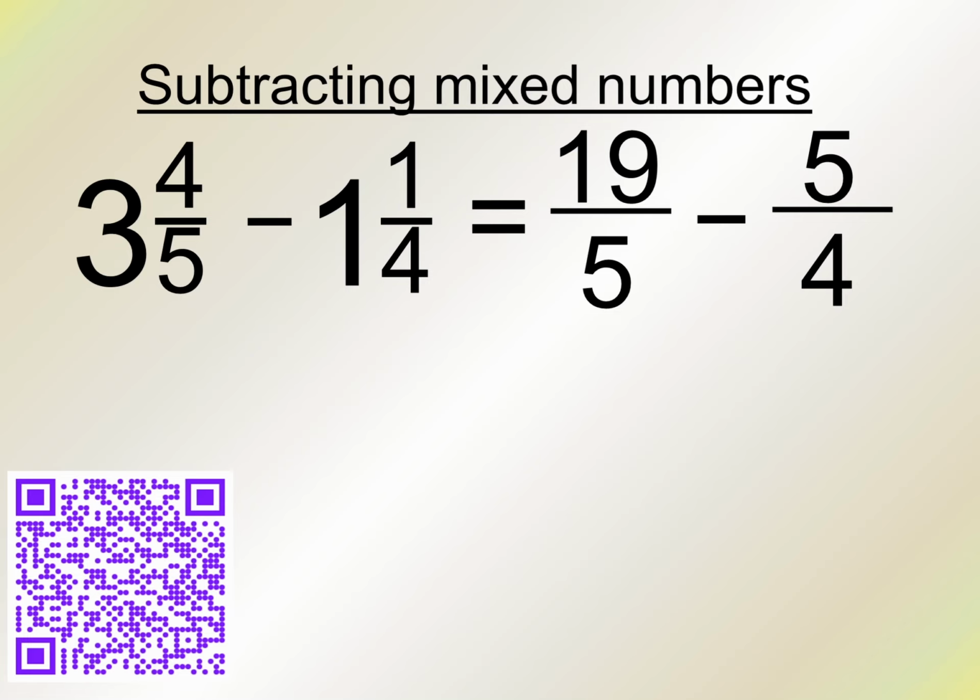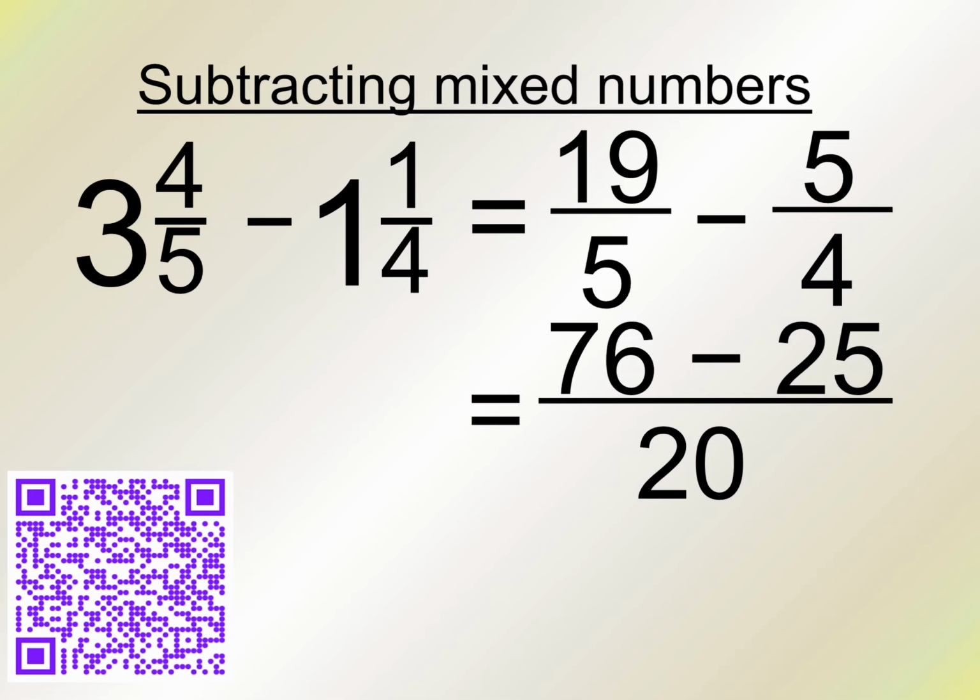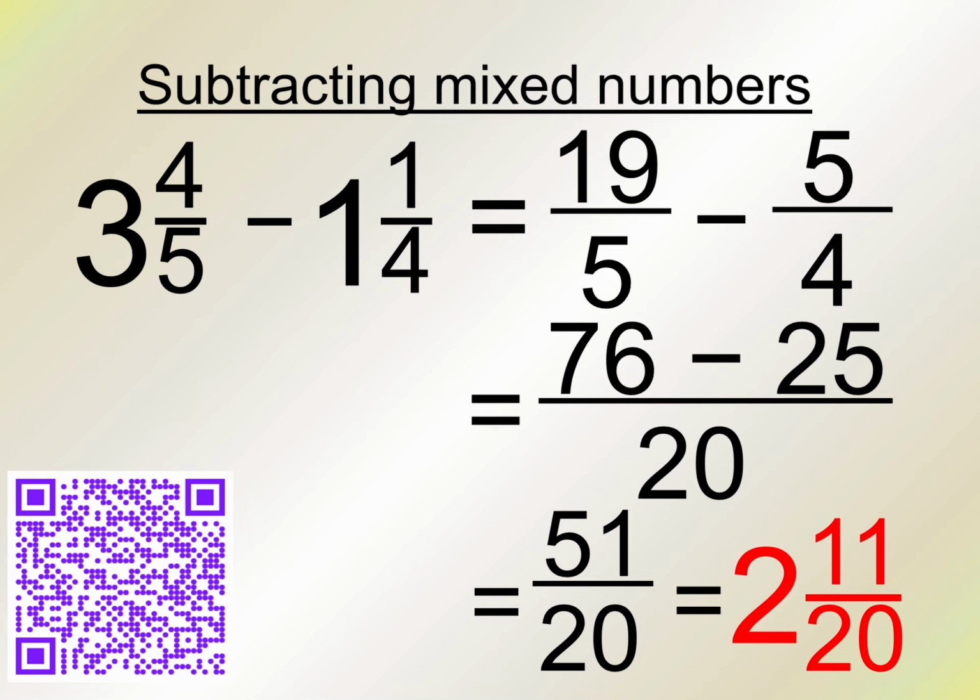Once they are improper fractions, find a common denominator. So again, let's just multiply 5 and 4, which is 20. And then cross multiply to get the new numerators, which you get 76 and 25. So if you subtract 76 and 25, you have 51 over 20. And change it into a mixed number again for your final answer. So 20 goes into 51 twice with a remainder of 11. So 2 wholes and 11/20.